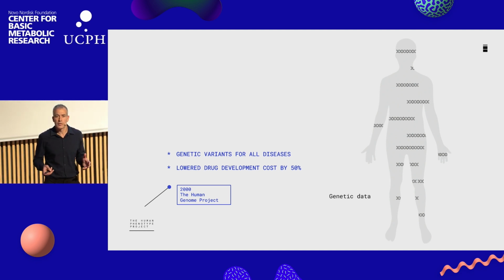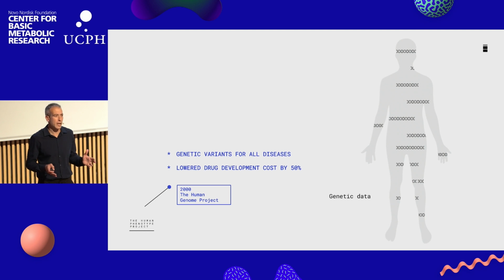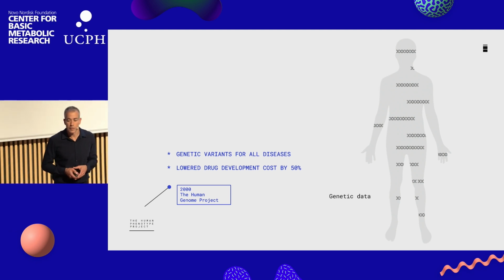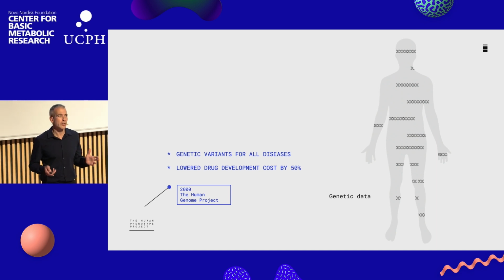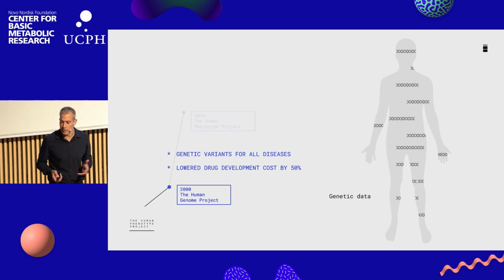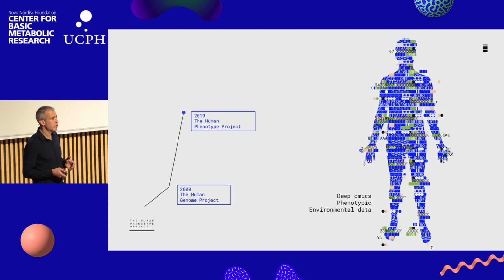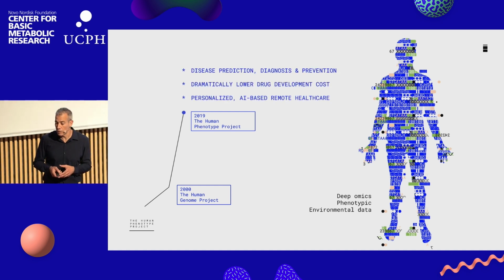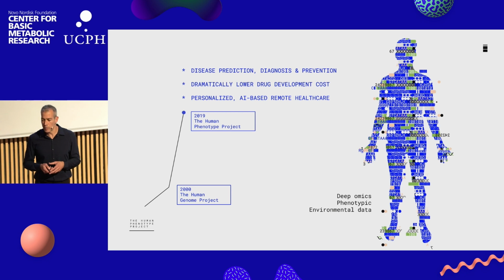But of course, the genome is just what we're born with and doesn't take into account environmental factors, exercise, nutrition, and so on. For that reason, like we had the Human Genome Project, we decided to initiate the Human Phenotype Project to phenotype people very deeply, with the hope that this type of data would allow us to identify trajectories of disease and find novel disease biomarkers.